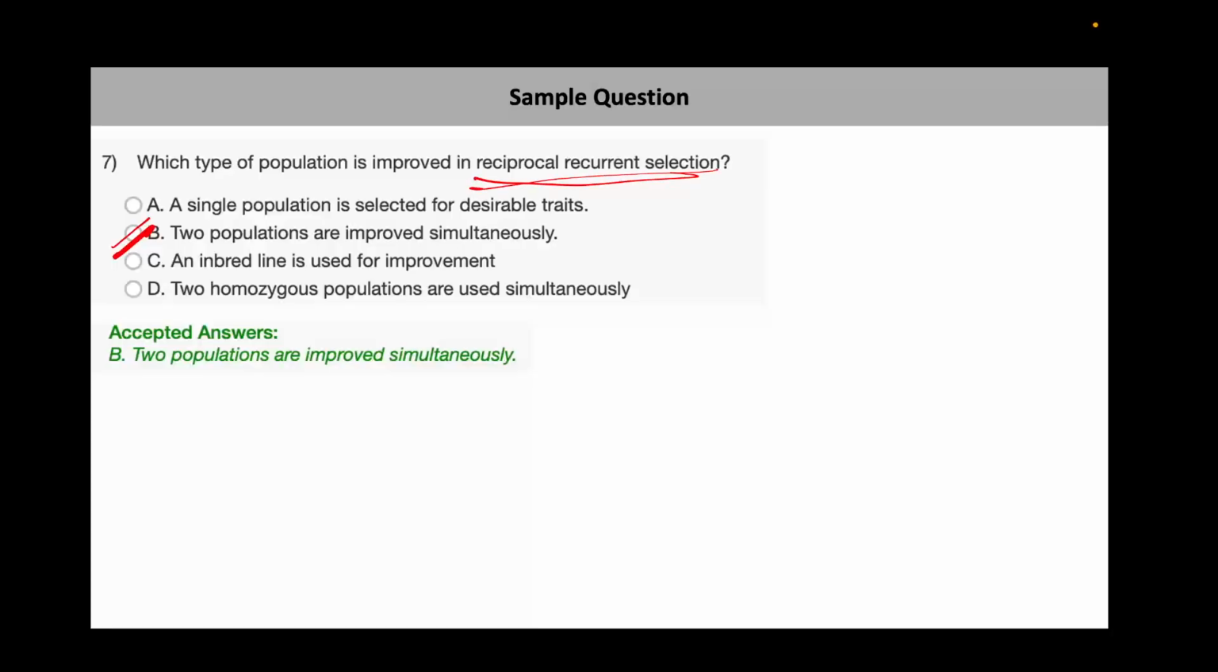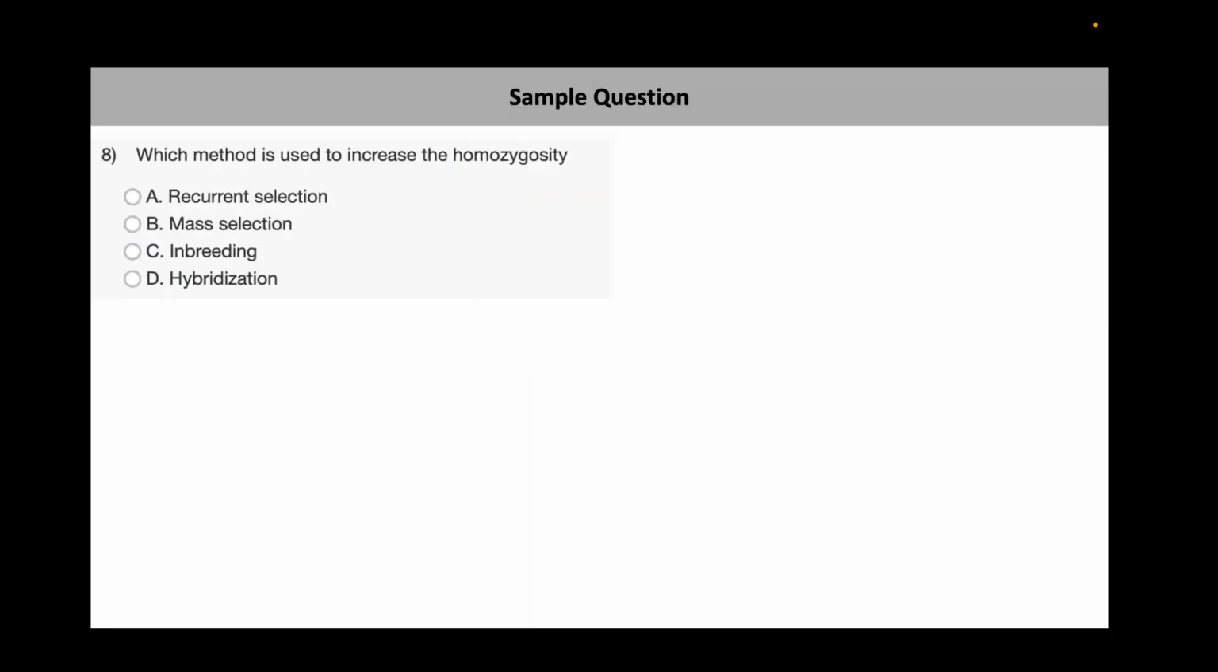Okay. So our next question is, which method is used to increase the homozygosity? Recurrent selection, mass selection, inbreeding, and hybridization. This is a very easy question.